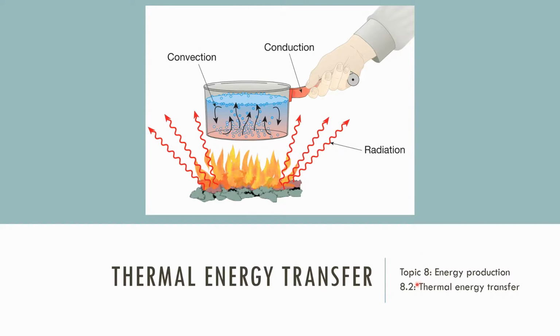This is topic 8. We're looking at 8.2, the second half of energy production. This is going to rely a lot as well on topic 3, since we're talking about heat and temperature and things like that. Thermal physics was where we talked about those ideas of heat and temperature and MC delta T, all those kind of things. So first, I have a quick review of some of those important concepts from topic 3 before we jump into looking at convection, conduction, and radiation.